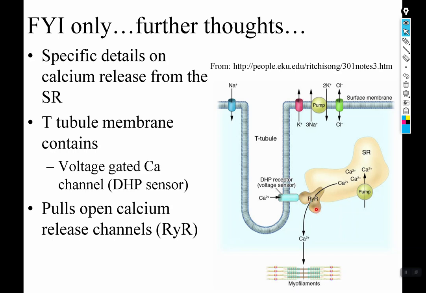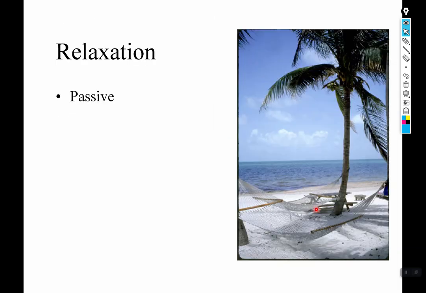What does it take to relax a muscle? Well, relaxation is passive. All you have to do to relax a skeletal muscle is not send it any more action potentials along that particular motor neuron. You just have to stop doing it.